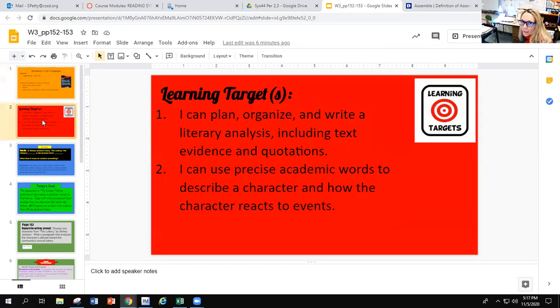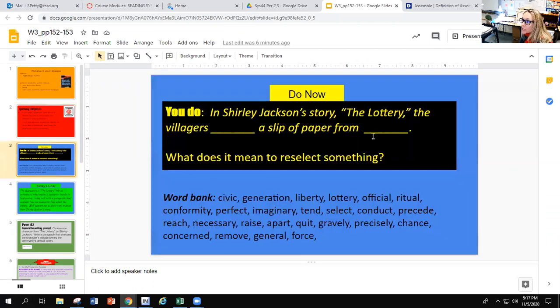Make sure you have Post-its, a writing utensil, and the learning targets for these two pages. I can plan, organize, and write a literary analysis, including text evidence and quotations. I can use precise academic words to describe a character and how the character reacts to events. You do have a Do Now, so make sure you fill that in. You still have your word bank at the bottom.